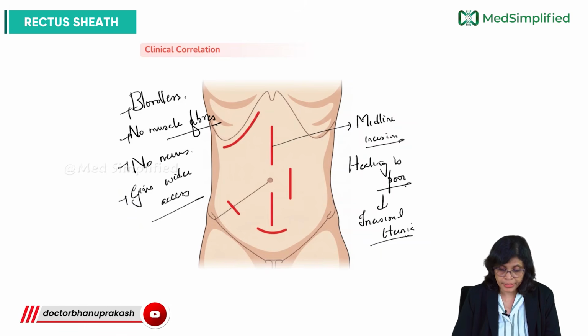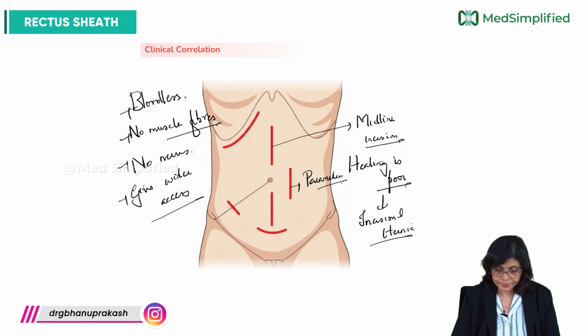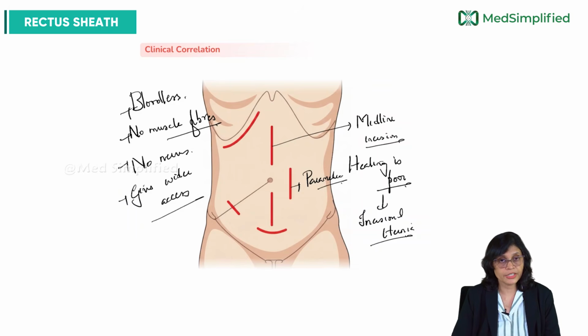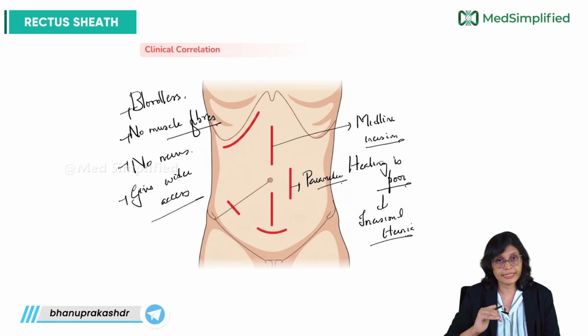Next, we do paramedian incision. So paramedian incision is just parallel to these midline incisions. So here we have this one. This is the paramedian incision here. In paramedian incisions, the anterior wall of the rectus sheath is exposed. Then the rectus muscle is retracted laterally.